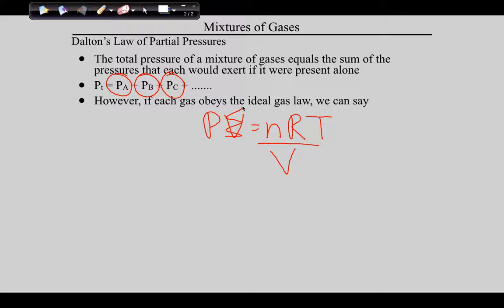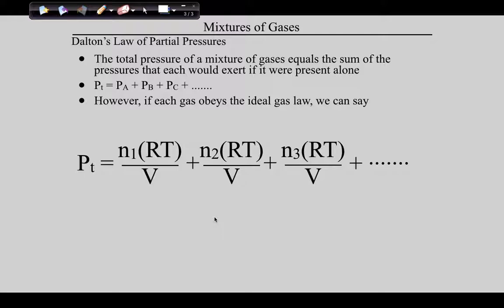Okay, so Pa is equal to nRT/V. Now what we're going to do is say pressure total is equal to Pa A plus Pa B plus Pa C, but we're going to replace Pa with nRT/V. So we end up with this: pressure total is equal to nRT/V 1 plus nRT/V 2.